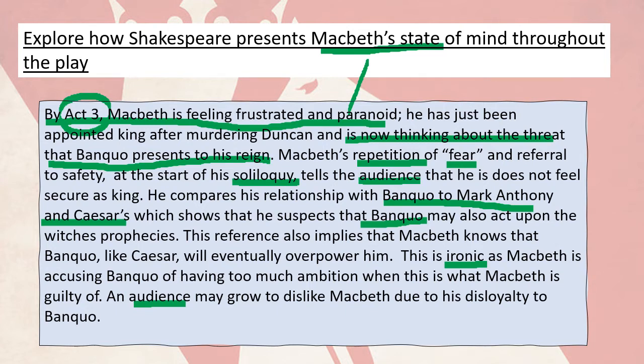I want you to pause the video again and see if there's anything that you think could be improved upon. One thing that I think is missing here is evidence. We've got reference here to something that Macbeth says in this soliloquy, and we've got some direct evidence, fear, which is lovely, so they're zooming in on a key word there. But what would strengthen this response is more evidence. So I'd be looking for either evidence from the same scene, or even better, if the person was able to reference another part of the play where Macbeth was feeling frustrated and paranoid.